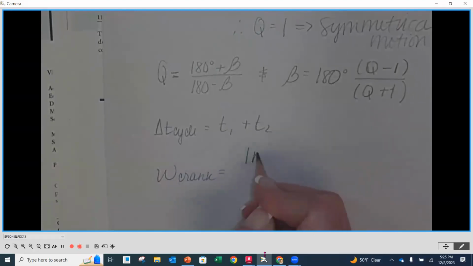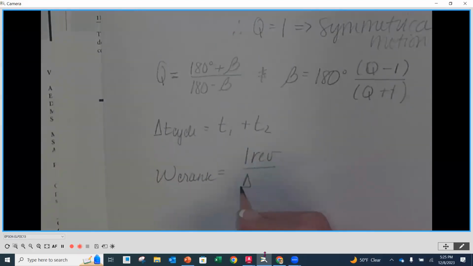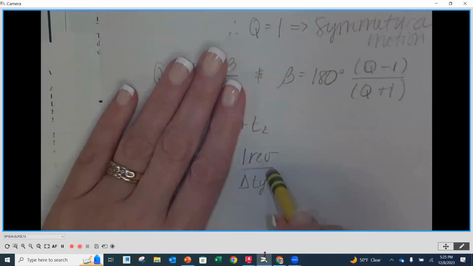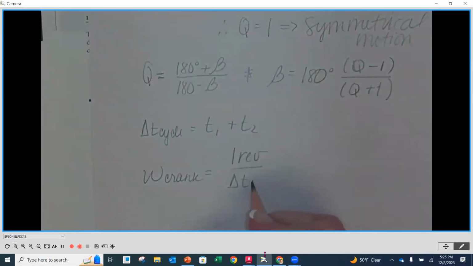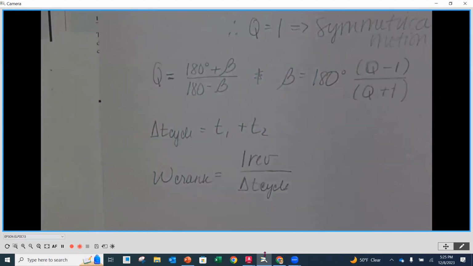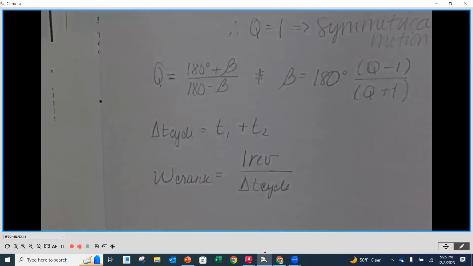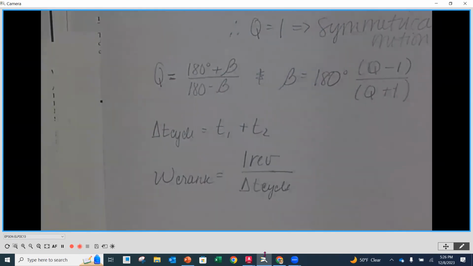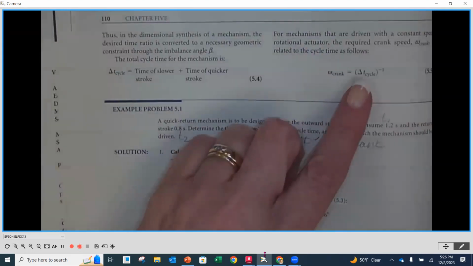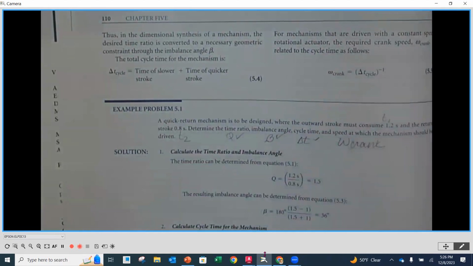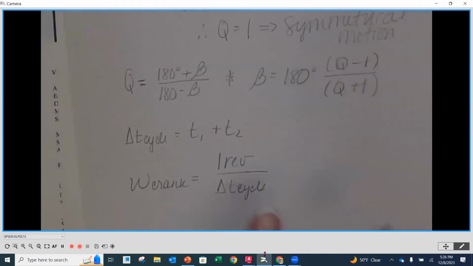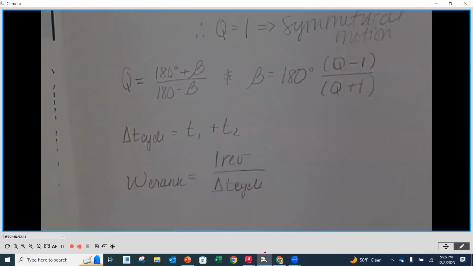Okay. It's going to be one revolution divided by the time of one cycle. Or one revolution of your crank. So the angular velocity of the crank. We want to go around in one revolution. How much time does it take to do that? And they write it as a reciprocal, yes, but you're really looking at revolutions per whatever amount of time that you're looking at. So that's why I write it like this, because it is a revolution on top.